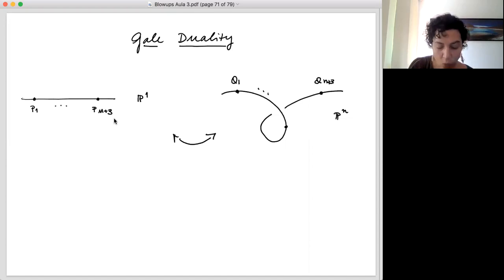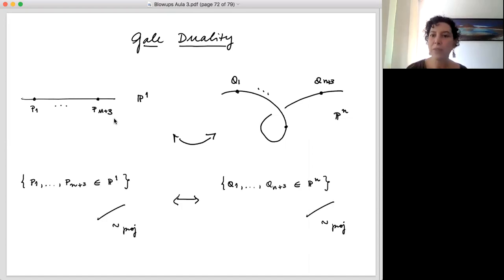So in this way, what I get here is a correspondence between this set of n+3 points in P1 up to projective equivalence and the set of n+3 points in Pn up to projective equivalence. So this is what we call Gale duality. This is a manifestation of Gale duality, but in fact, this construction is very well known for n+3 points in P1, but this can be generalized.